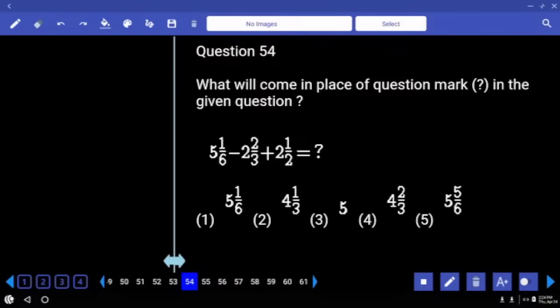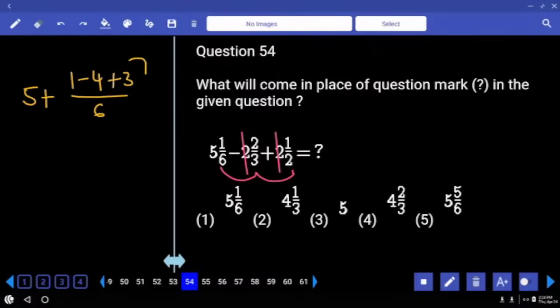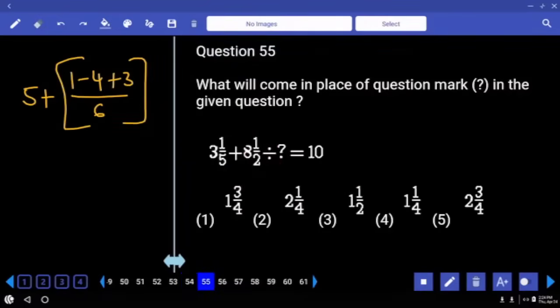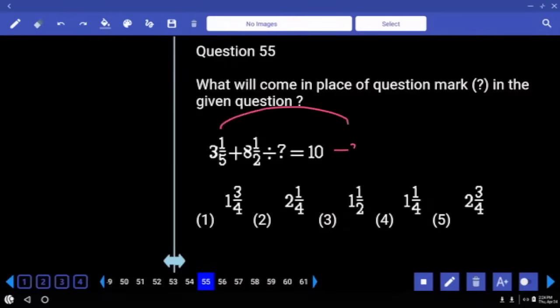Okay, now first add integers only. Minus 2 plus 2 gets cancelled and left over is 5 plus LCM of denominators. 1 time minus 4, 3, 2 times 2 into 2 plus 3. What is the numerator in braces? 0. Answer. 3 1 by 5 goes to the right hand side, becomes minus 3 1 by 5, which is equal to 6 4 by 5. Got it?